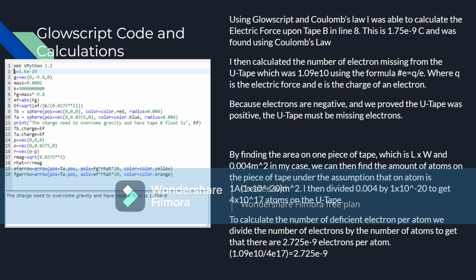Finding the area of one piece of tape, which is length times width, and in my case 0.004 meters squared, we can then find the amount of atoms on the piece of tape under the assumption that an atom is 1 times 10 to the negative 20th meters squared. I then divided 0.004 by 1 times 10 to the negative 20th to get 4 times 10 to the negative 3 times 10 to the positive 17th atoms on the U-tape. To calculate the number of deficient electrons per atom, we divide the number of electrons by the number of atoms to get 2.725 e to the negative 9 electrons per atom.